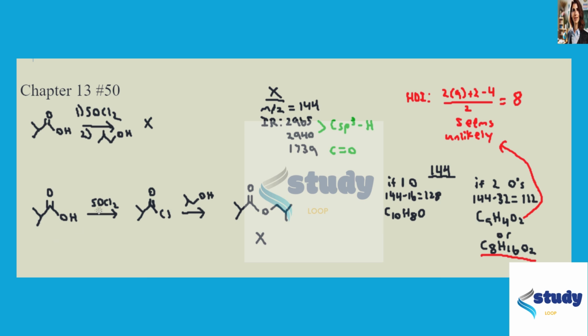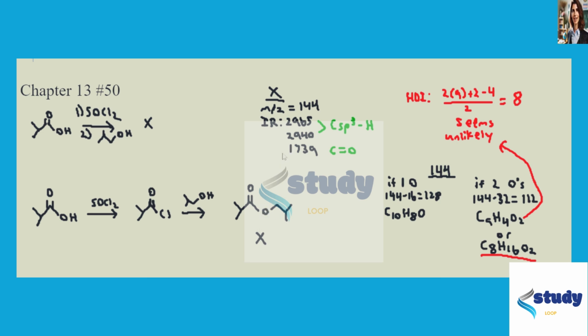So treating this carboxylic acid with thionyl chloride is going to get you to the acid chloride, which I've drawn here. And then treating that with this alcohol is going to displace the chlorine and get you to this ester. And so that is the structure of molecule X. And now we can look at the spectral data that we've been given and use it to try to confirm our prediction that this is molecule X.